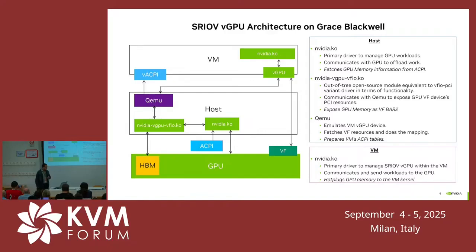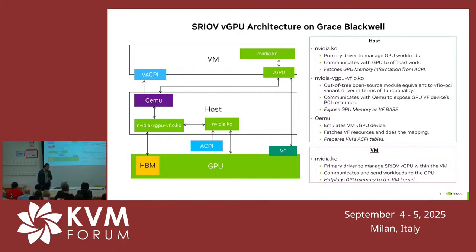Then the NVIDIA vGPU VFIO is an out-of-tree open source module. It is equivalent to a VFIO PCI variant module in terms of functionality. It communicates with QEMU to expose the GPU VF's PCI resources, and then it exposes the GPU memory as the VF BAR2, which is essentially regions 4 and 5 on the PCI. Then QEMU emulates the VM's vGPU device as usual, similar to on x86. It fetches the VF resources and does the mapping. And lastly, it prepares the VM's ACPI tables.